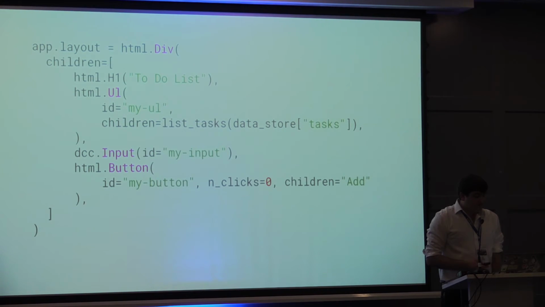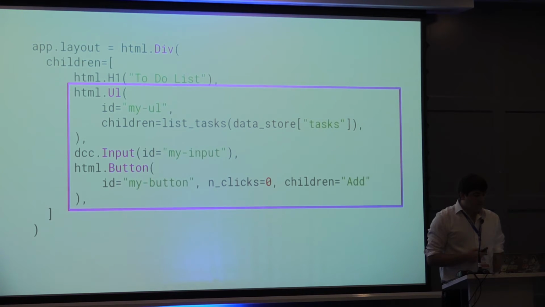To do that, you can see here we've got an unordered list. I've created this Dash layout here. There's a heading at the top, an unordered list that is going to list all of the different tasks that I have in my data store somewhere. We've got an input, which is going to take the text for a new task, and then we've also got a button. That button is just going to be the equivalent of our submit for a form.